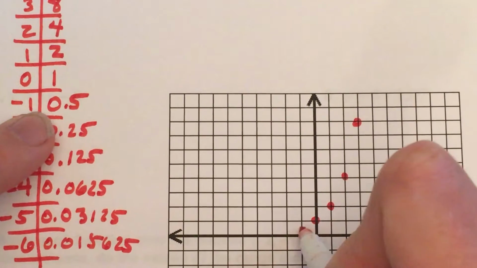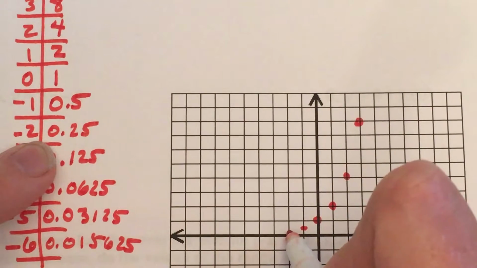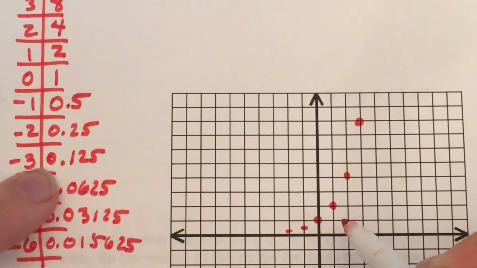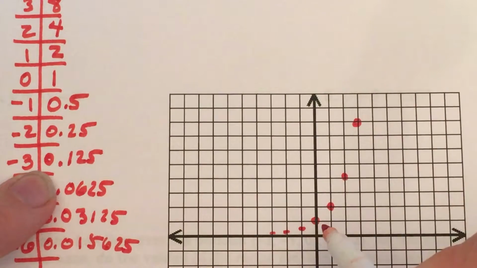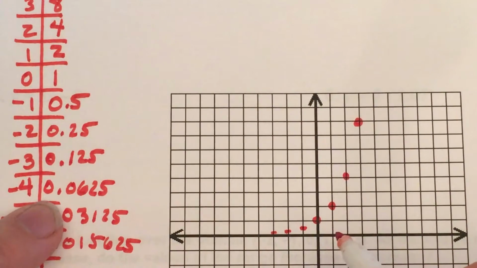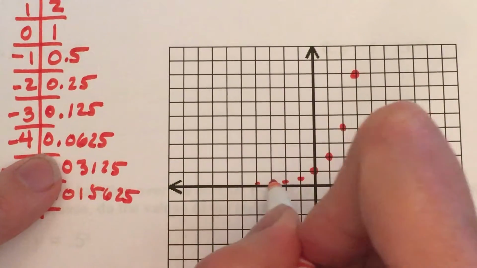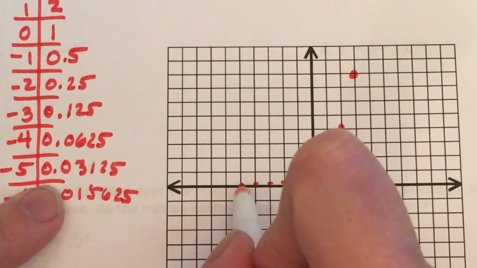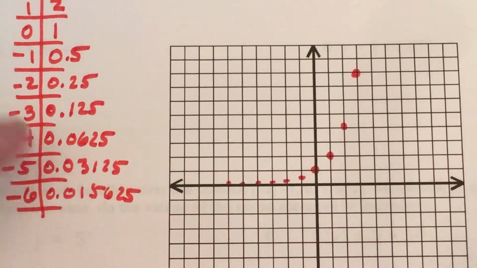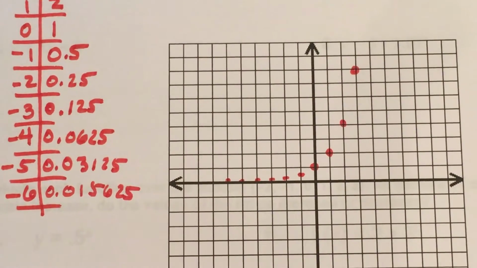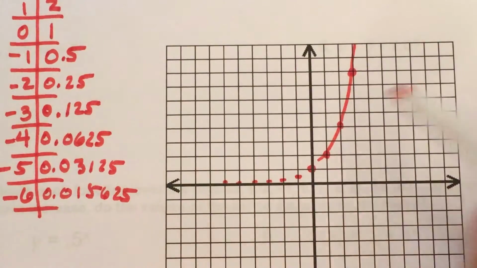Left 1, up a half. Left 2, up a quarter. Left 3, up 12 cents. Left 4, up 6 cents. 5, 3 cents. 6, 1.5 cents. I mean, oh my gosh, that's so tiny. But it does not cross over. Do you see that?